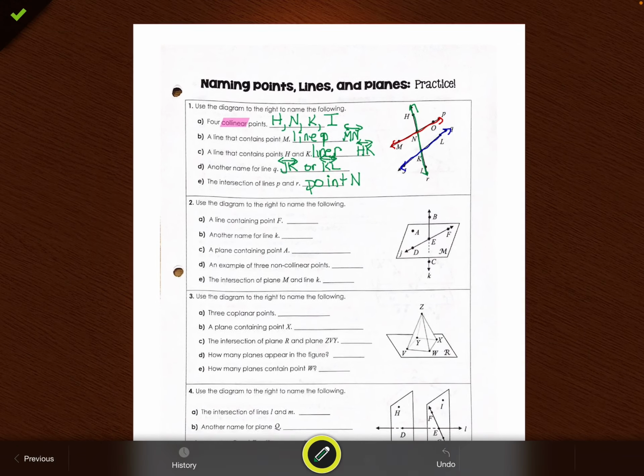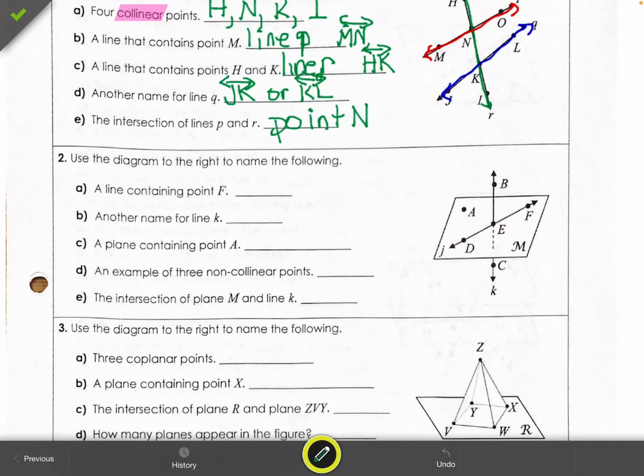All right, let's look at number 2. Again, use the diagram to the right to name the following. A line containing point F. So again, some people like to color code. You don't have to. But there's point F. There's the line it's on. Okay. Again, different ways to name it. You see the little J right off the end of it. You could call it line J.